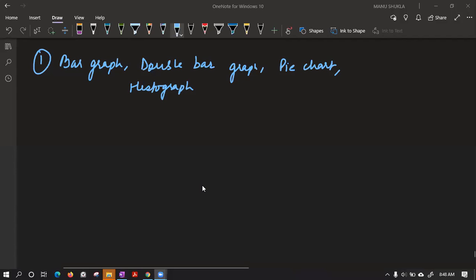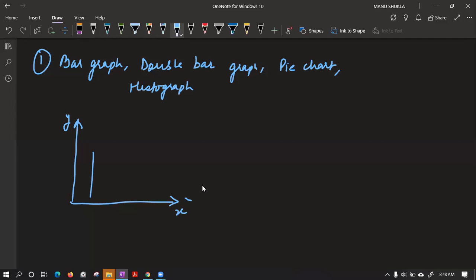First is a recap of the bar graph. In a bar graph we have two axes like this. This is your x-axis, this is your y-axis. What is the main property of bars that we have understood, class? How can you define the bars in a bar graph?